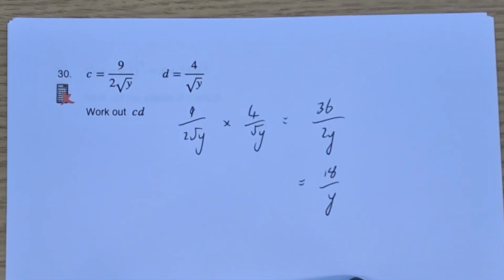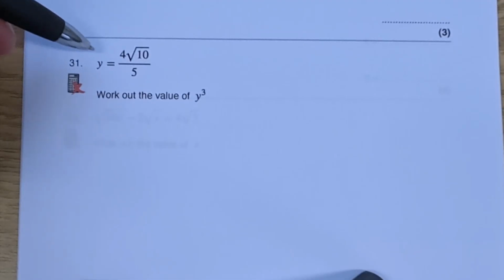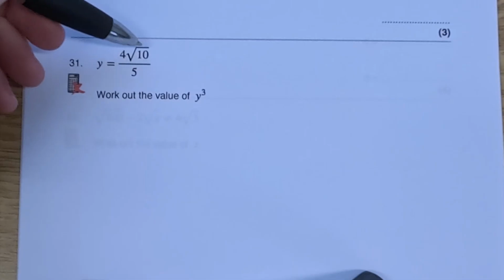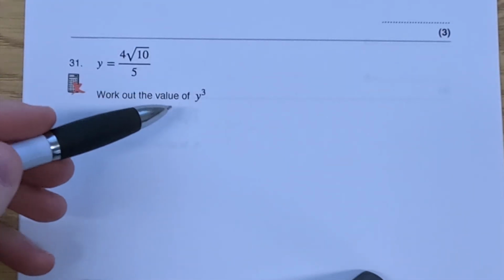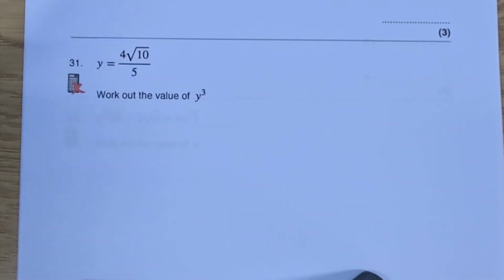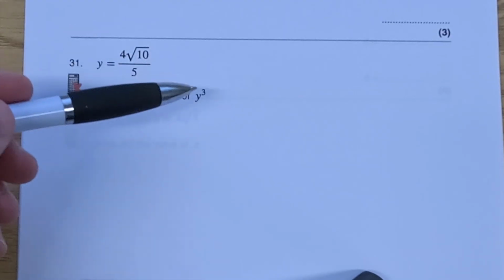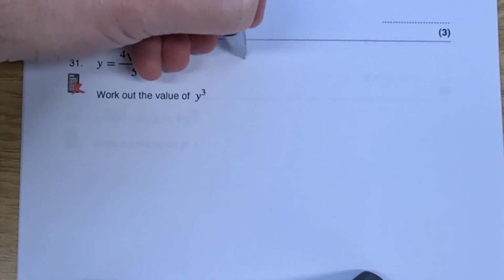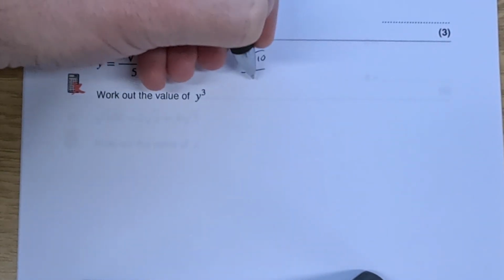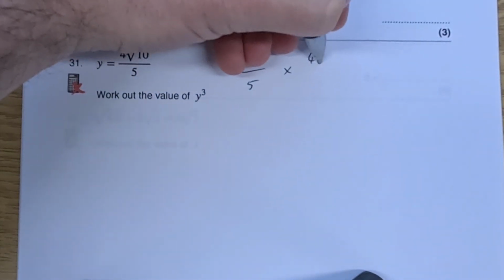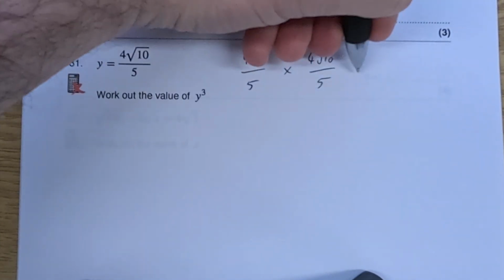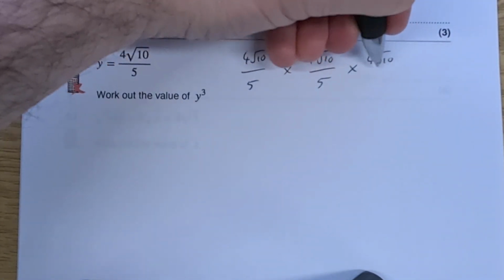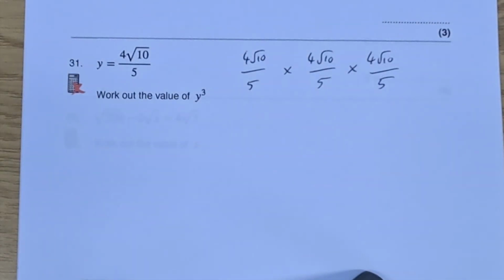Okay, let's look at our next question, question number 31. So question number 31 says that y is equal to 4 lots of root 10 over 5. And we've been asked to work out the value of y cubed. So this is y, so let's find the value of y cubed. So to cube something, you multiply by itself and by itself again. So that would be 4 root 10 over 5, multiplied by 4 root 10 over 5, multiplied by 4 root 10 over 5. Okay, so let's just work this out.